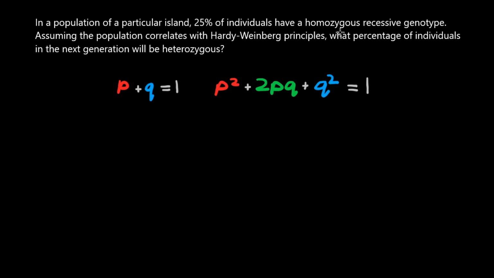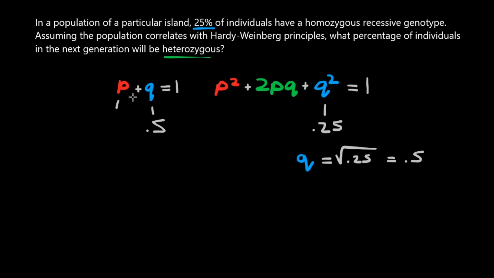Here we are given the homozygous recessive frequency of 25%, and we are asked to find the heterozygous frequency in the next generation. So let's just ignore this next generation part and figure out the heterozygous frequency for this generation. So 25% is q squared, 0.25. And now we can find q. Q is just the square root of 0.25, just 0.5.